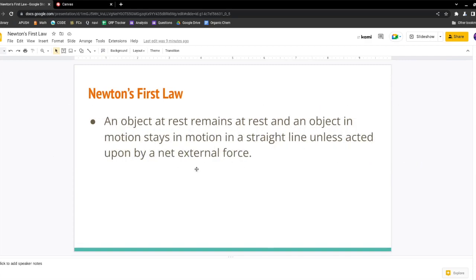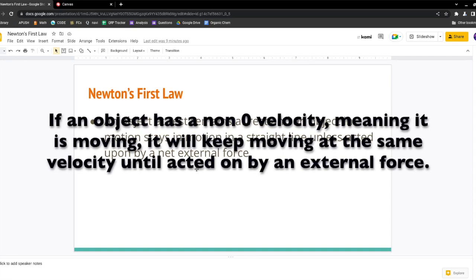And then the second part, an object in motion stays in motion in a straight line. This is going to be conceptually a little bit harder, but under the perfect conditions, assuming that there's no friction or air resistance or any of that, if an object was moving at a constant velocity, then it's just going to continue moving at that constant velocity unless an external force is applied to it.